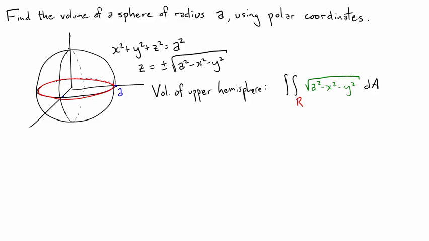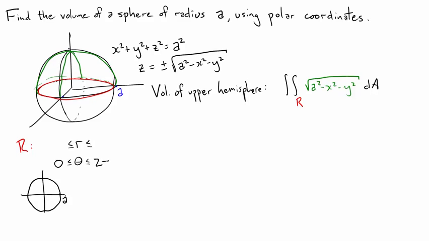And here I've rewritten the integrand in green, and I'm just going to trace over this upper hemisphere with green as well. So what we need now is to describe the region R in polar coordinates. The region R is a circle of radius a. Well, we need upper and lower bounds for r, upper and lower bounds for theta. Theta evidently ranges from 0 to 2 pi, and r ranges from 0 to a.